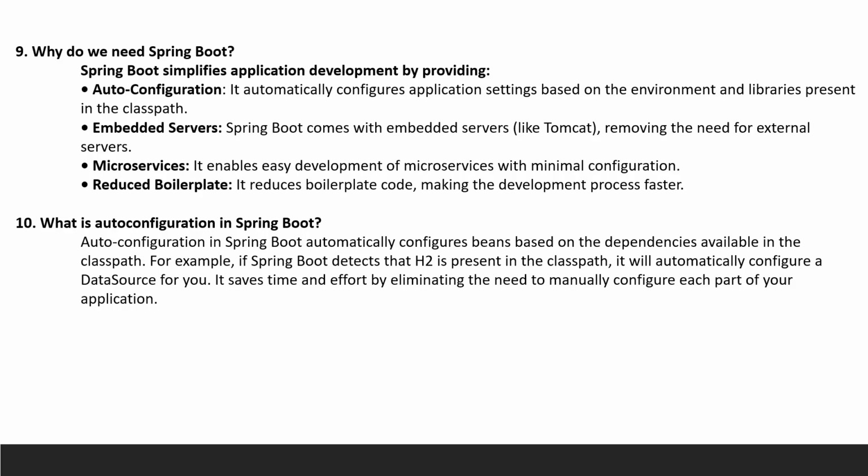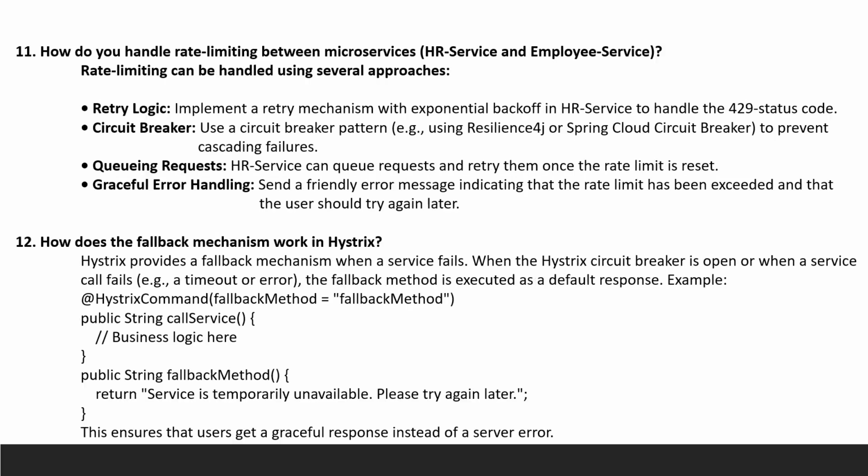If a particular dependency or class is in the classpath, it will automatically create the object. No need to explicitly configure that. That means auto configuration makes development faster. It saves time and effort by eliminating the need to manually configure each part of your application. That is the beauty. For example, if H2 is detected, it will automatically create the data source for H2, or else an Oracle data source. This is how you have to explain it.